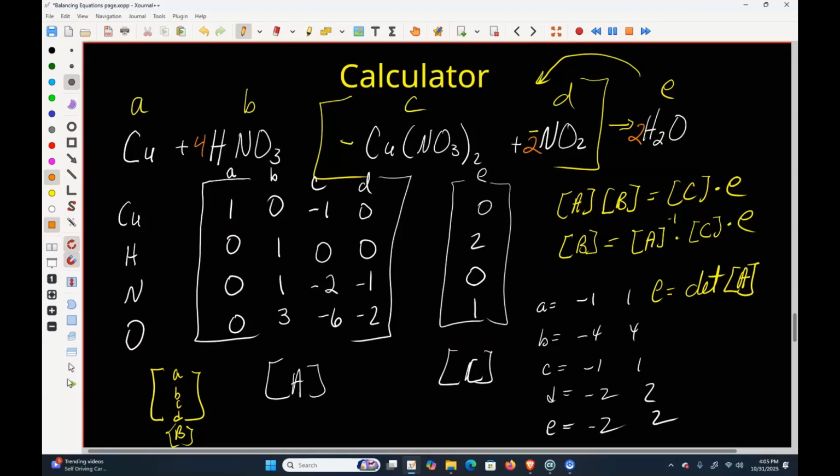I generally wait and do the calculator. If it takes me more than a couple minutes to do the algebra, it's faster once you get the hang of it. One thing that's very important is that this has to be the same number of rows and same number of columns.